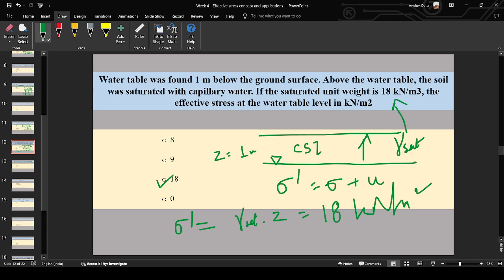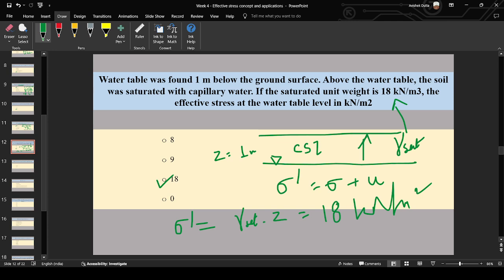Is it clear? Okay, you are giving the answer. False. Yes, correct. Tensile was correct. 8? No, 8 is not the answer. I think you have given the answer for this question. 8 is not the answer, because effective pressure in this case will not be 18 minus 10. It will be equal to 18, because gamma sat will be taken into consideration.